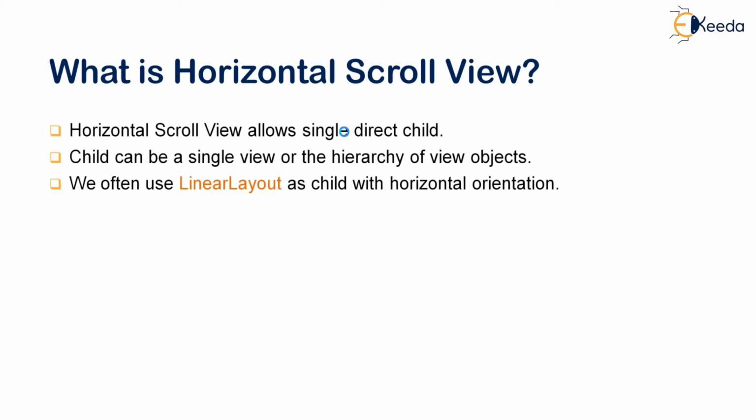Horizontal scroll view allows the children in a horizontal way. Just like scroll views, it allows a single direct child only. It will not allow multiple children. But here, a linear layout with horizontal orientation can be your direct child. For that, you can add any number of views inside that particular layout.